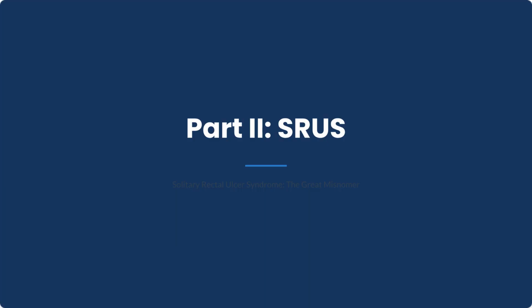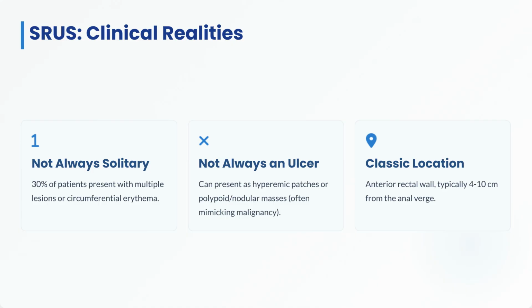We now move to Part 2, solitary rectal ulcer syndrome, often considered a great misnomer. SRUS is not always solitary, with 30% of patients having multiple lesions. It's not always an ulcer, sometimes presenting as hyperemic patches or nodular masses. The classic location is the anterior rectal wall, 4 to 10 centimeters from the anal verge.